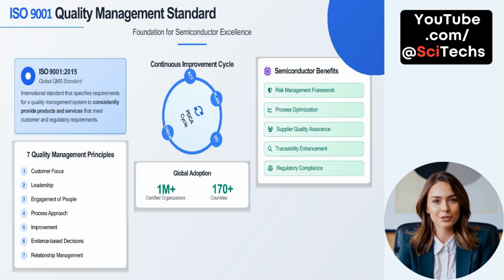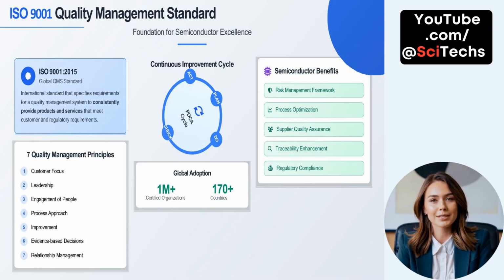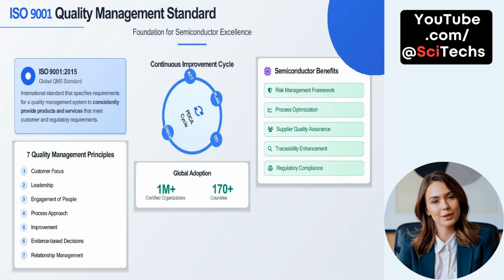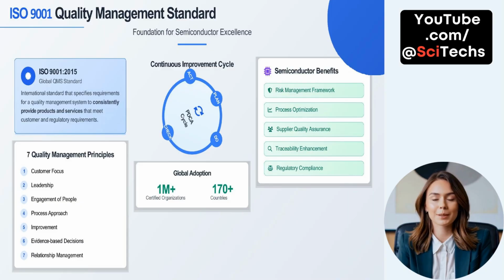and corrective action loops. The standard is underpinned by 7 core quality management principles: customer focus, strong leadership, engagement of people at all levels, a clear process approach, a commitment to continual improvement, evidence-based decision-making, and relationship management. Over 1 million organizations across more than 170 countries have adopted this framework.